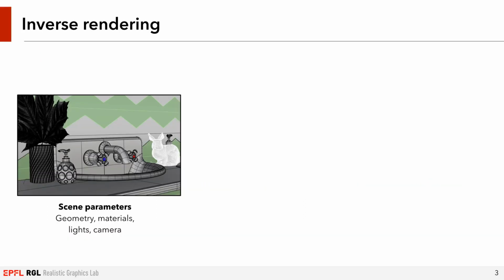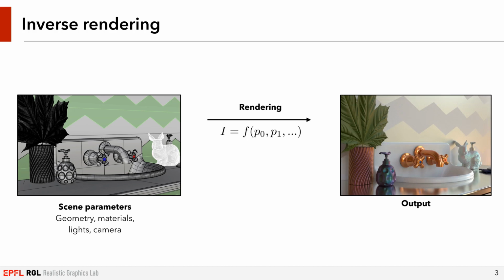When we have a virtual scene with geometry, material models, textures, lights, and a camera, we know very well how to simulate the scattering of light in the virtual scene in order to produce a realistic image. The rendering algorithm can be seen as a function that takes some input, the parameters of the virtual scene, and it produces some output, the pixel values of the rendered image.